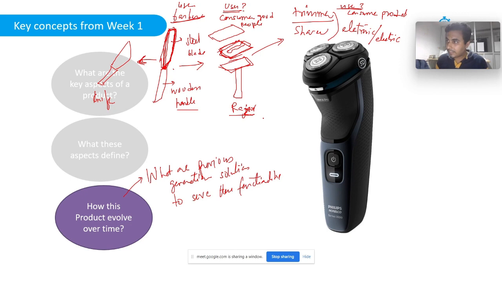Okay, Arusi says save time. I'll try to write your comments so that everyone can see. These are the comments I'm getting. Someone says it is for saving time. Any more replies?